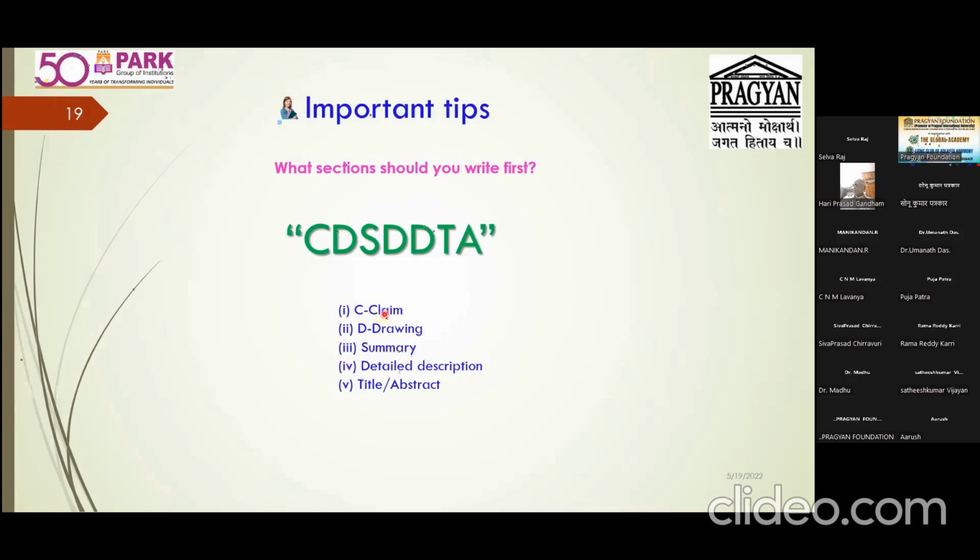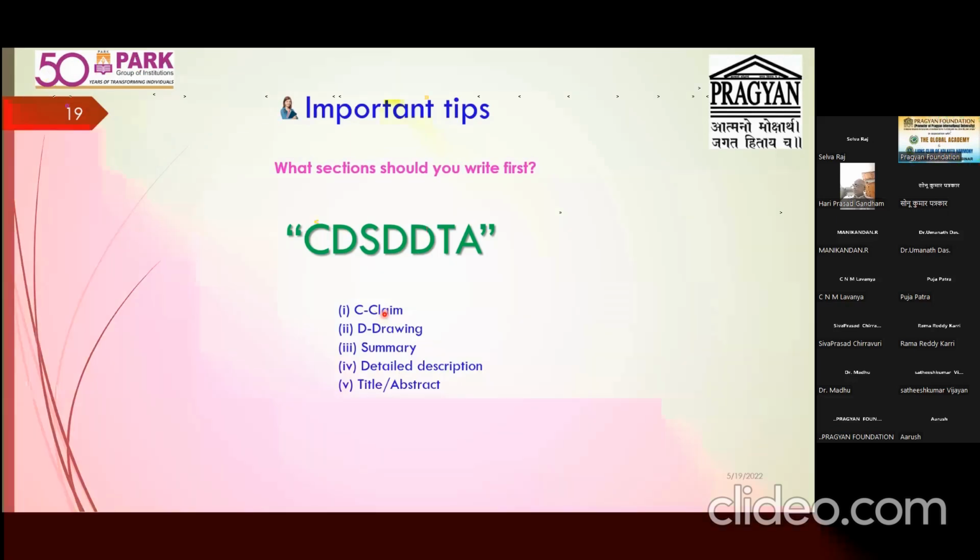Then we go for summary, covering all the inventions. Then you can go for in-depth knowledge to be addressed in the detailed discussions. And finally, you can make use of the title. The title is a different process. Sometimes the title has to be very attractive to the audience, so accordingly you have to choose the title.